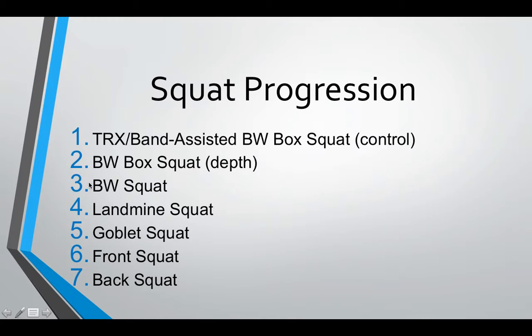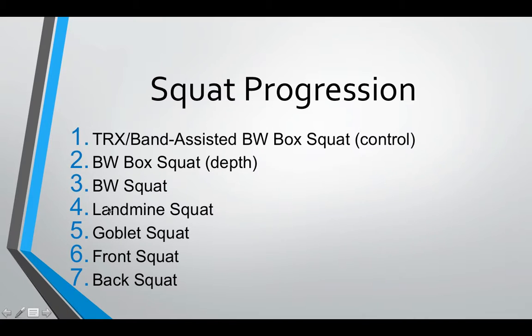Then the next progression would be body weight squat, no box. So you've already established the depth and try to help them get into proper body positioning. Now you're taking away the marker or the trigger that's going to tell them when to stop and come back up. All right, once they've kind of activated this and got this down, now it's time to add some external stimulus. This can be done a variety of different ways. We've got landmine, goblet, front, and back. It's always good to work from front to back.